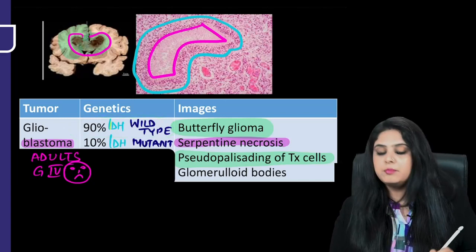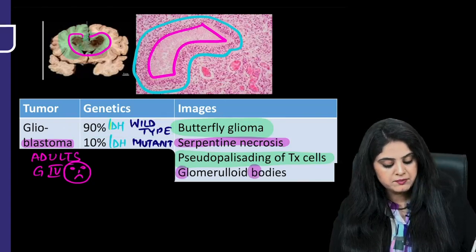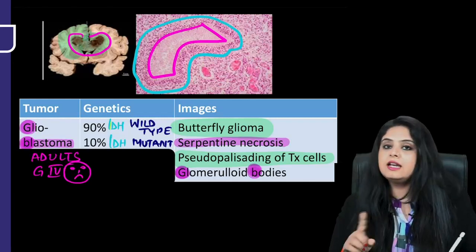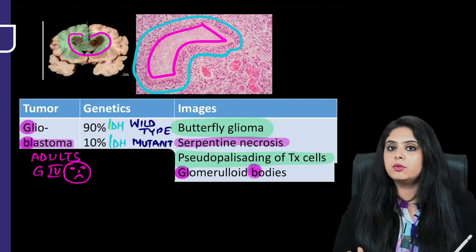The last point, you won't get a picture on it, but remember GB mein GB. If they ask you glomeruloid bodies are seen in which condition, you will say glioblastoma shows you glomeruloid bodies.